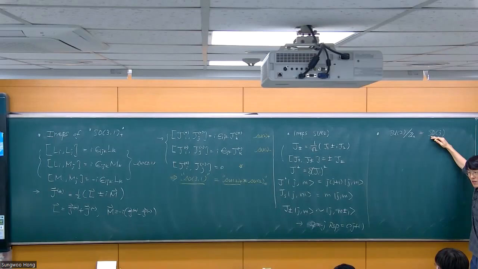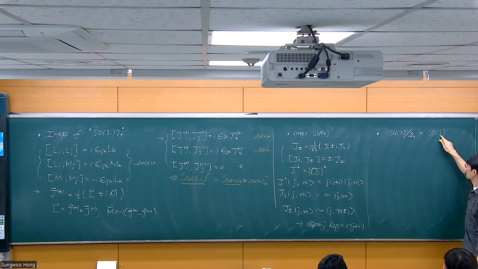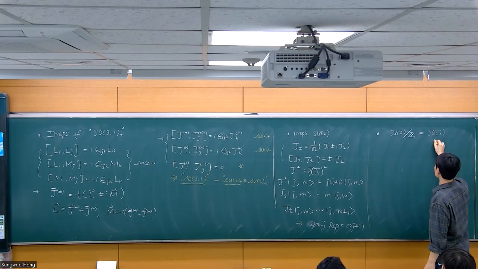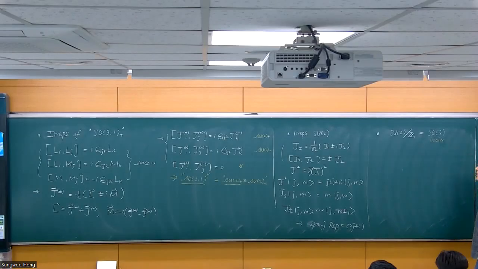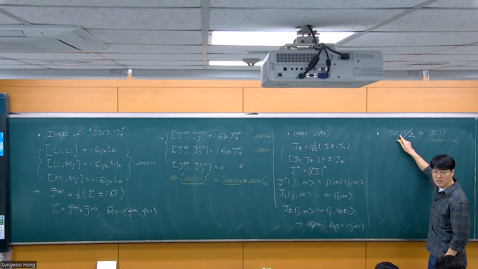Now, SO3, what is this? This is a group that rotates three-dimensional vectors together, right? In other words, let me say it again. The minimal dimensional representation of SO3 is a 3 by 3. This is the definition. This is the three-dimensional orthogonal group. And then you can have a higher dimensional representation constructed out of this three-dimensional vector representation. So here, the minimum representation is a vector representation, which is 3D.